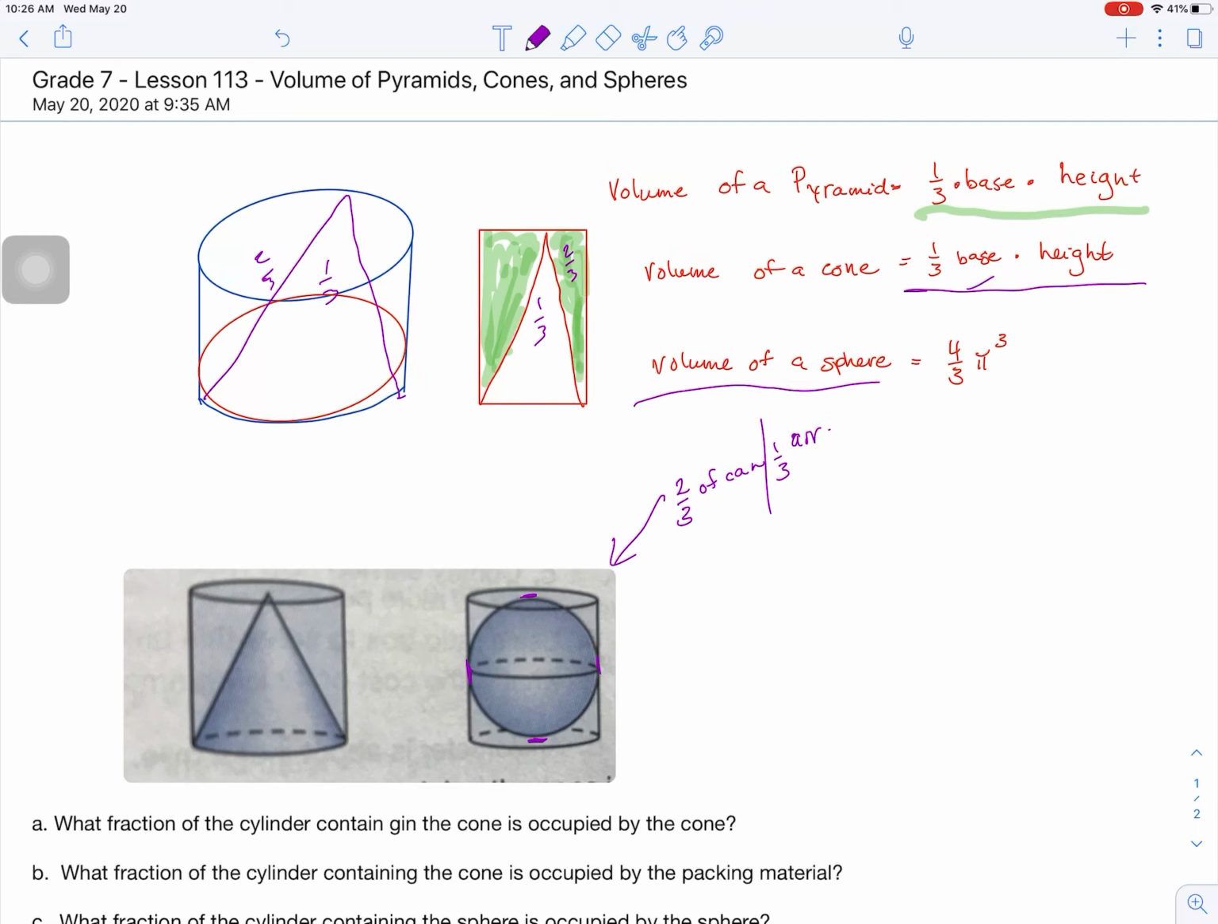I could go through a long explanation of the formula, but this is the formula that you're going to have to memorize for the volume of a sphere, which is 4/3 pi r cubed. And your book does talk to you more about the logic of figuring that out. So we're going to go through some of these questions, but remember those volumes.